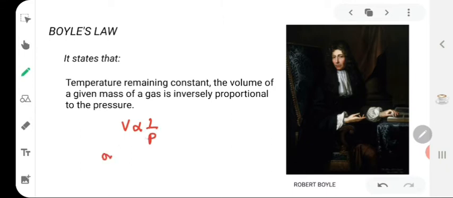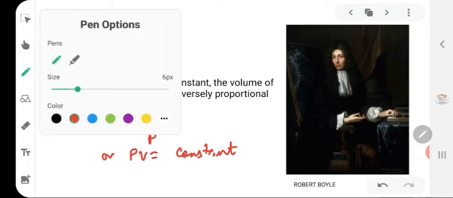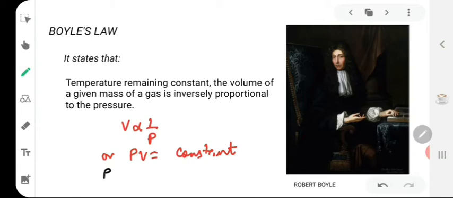Or we can write down PV equal to constant. In general, if P1 and V1 are the initial pressure and volume of a gas and P2 and V2 their final values, then we can write down P1 V1 is equal to P2 V2.